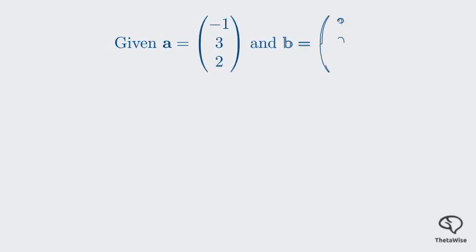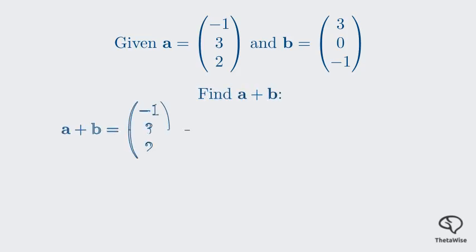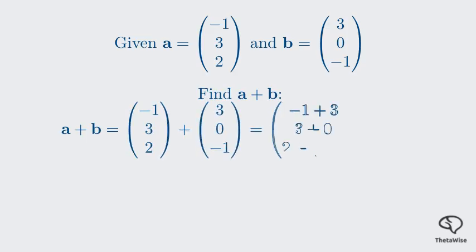Suppose we have vector A and vector B. Vector A is 1, 3, 2, and vector B is 3, 0, 1. First, let's find the sum, A plus B. We add the corresponding components. 1 plus 3 is 4, 3 plus 0 is 3, and 2 plus 1 is 3. The resulting vector is 4, 3, 3.